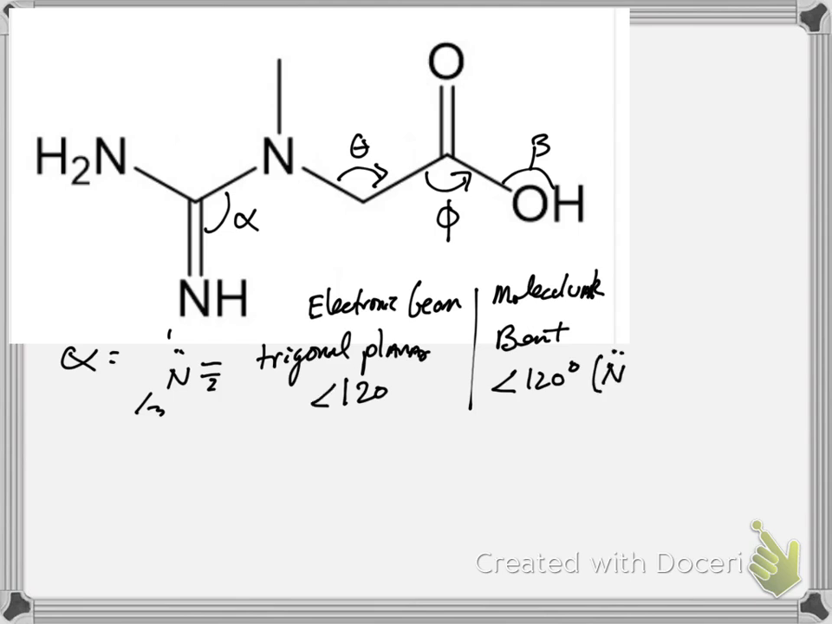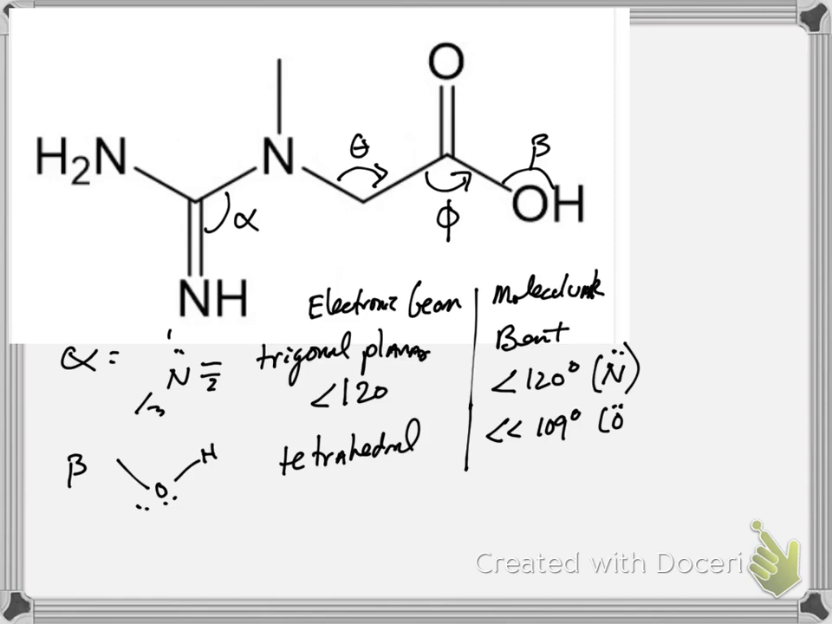Let's keep in mind, any neutral nitrogen will always have a less than sign in front of it because it has a lone pair. All right, go to beta. Here's oxygen, electronic tetrahedron, just like water. It's 2 lone pairs, less than 109.